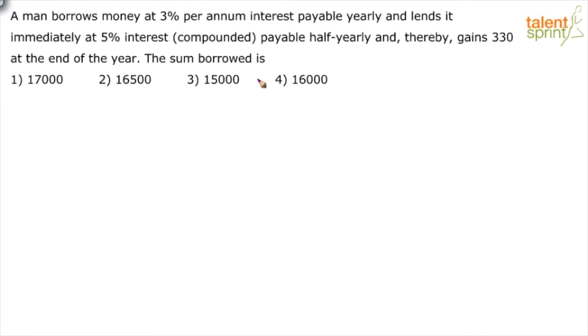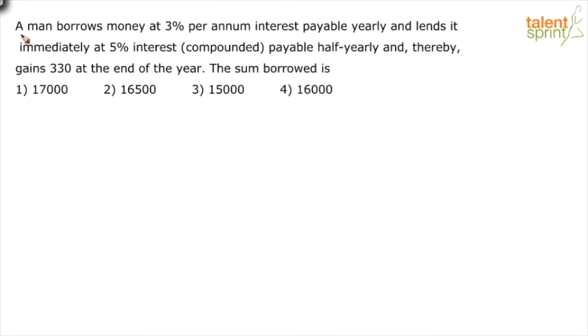So let's clear the confusion now. Let me quickly take it up. See what it says. A man borrows money at 3% per annum interest payable yearly, right? And lends it immediately at 5% interest, compounded half yearly, basically, right? Payable half yearly. So basically the compounding will happen half yearly. This is a compounding case.